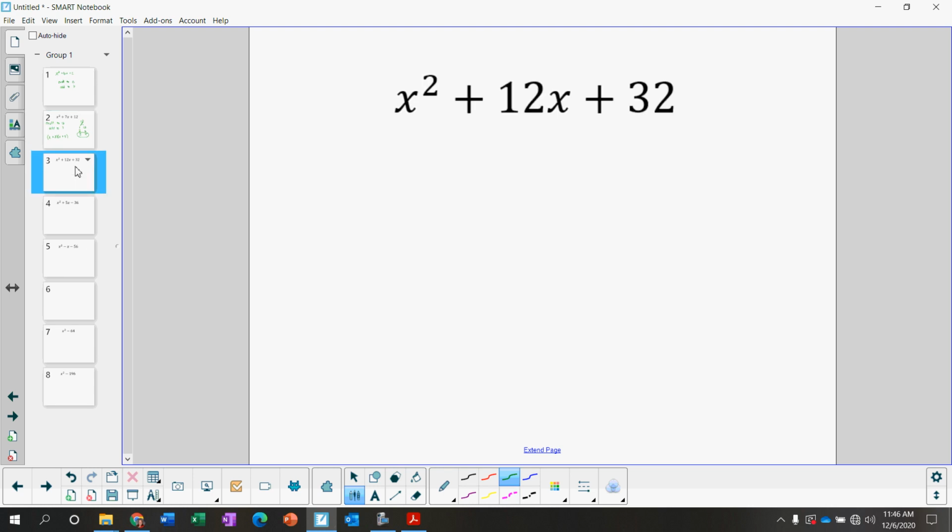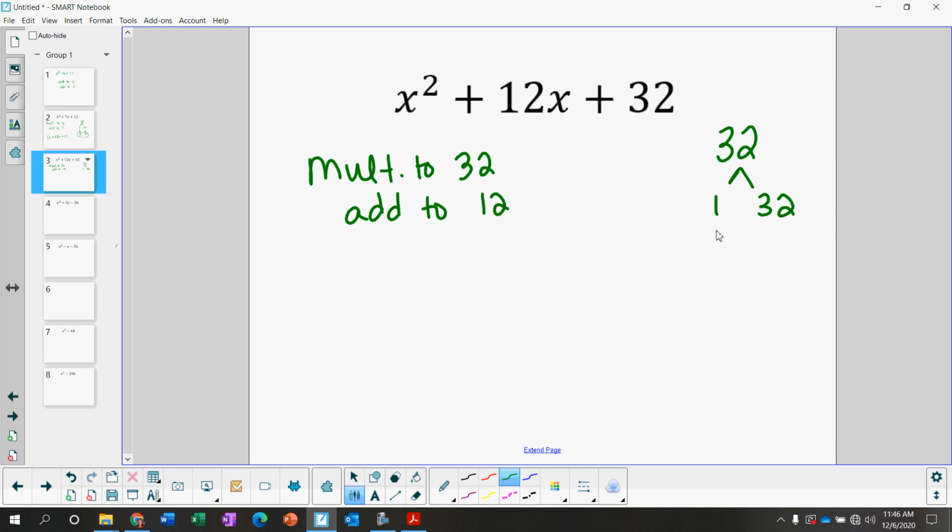All right, we have x squared plus 12x plus 32. So again, it's positive 32. We're going to multiply to 32, and we're going to add to 12. So looking at things that multiply to 32, we're going positive, positive, since the 12 is positive. 1 and 32 adds to 33. 2 and 16 adds to 18. 3 doesn't go into 32. 4 and 8. 4 plus 8 is 12. So that means we're going to have x plus 4 and x plus 8.